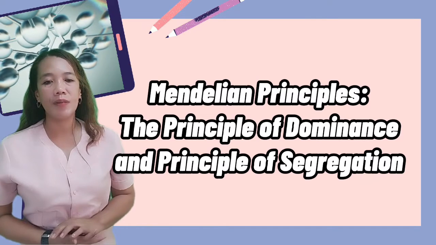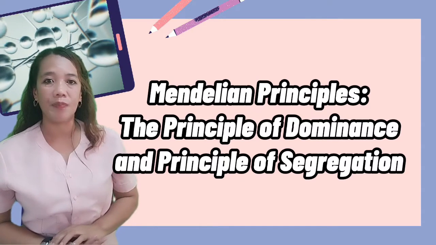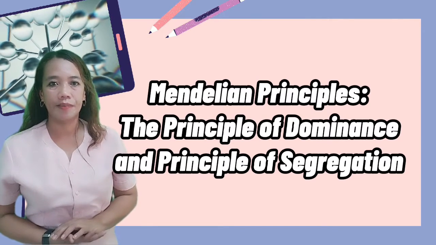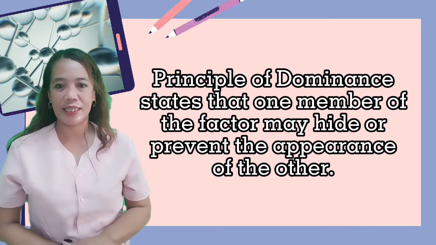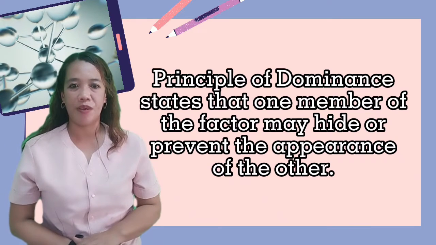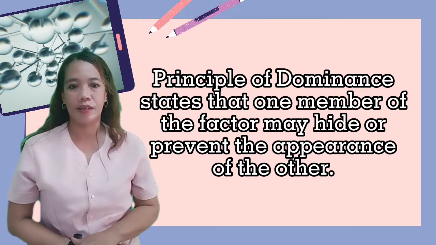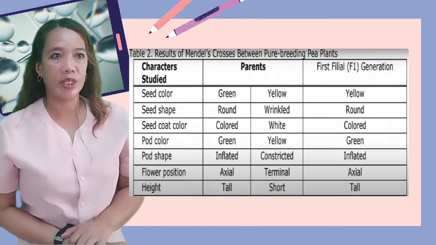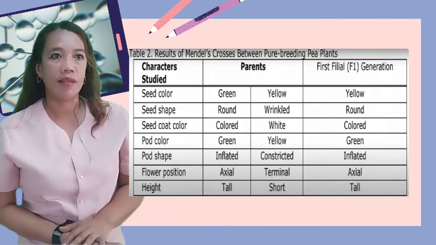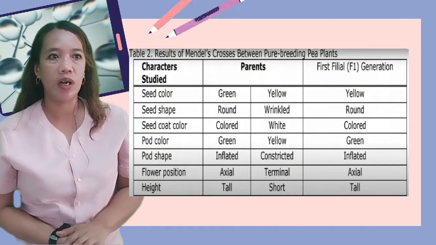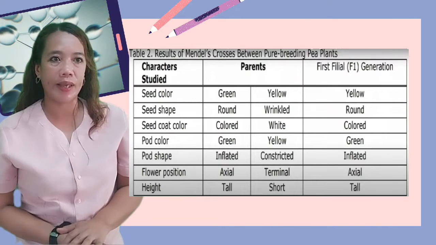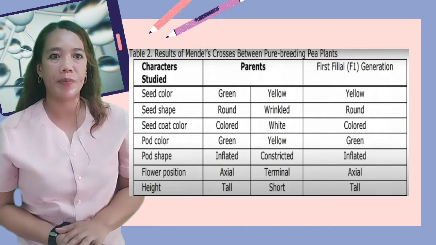From the results of his experiment, he proposed the Mendelian principles: the principle of dominance and the principle of segregation. The principle of dominance states that one member of the factor may hide or prevent the appearance of the other. Going back to the results, we observed that in the first filial generation, only one trait is expressed out of the 2 traits of the parents.